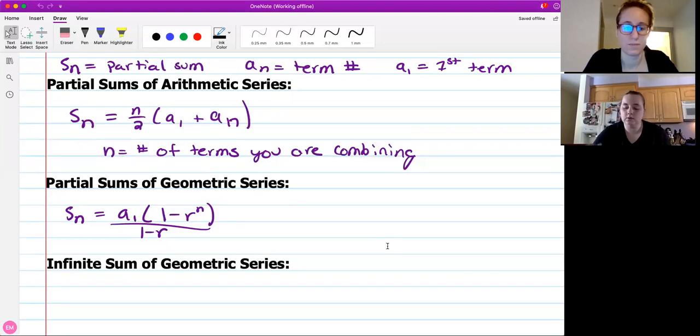Okay, so then really quick, we have one thing to go over. We have to look at how to find the infinite sum of a geometric series. And what this tells us is when the absolute value of r is less than 1, we have a convergent series.